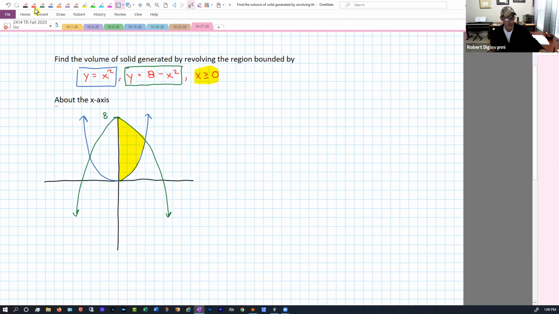So what I like to do is make sure I show here on my graph my axis of rotation. So I draw little circular arrows. I like to. Question. Yes.